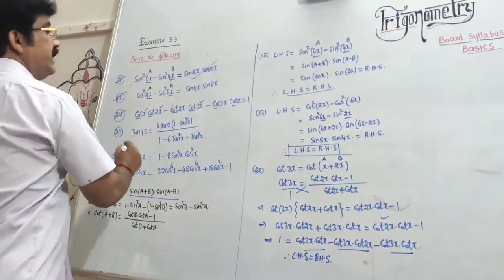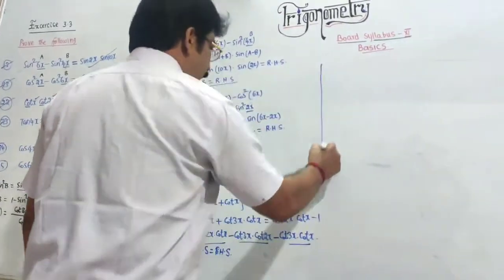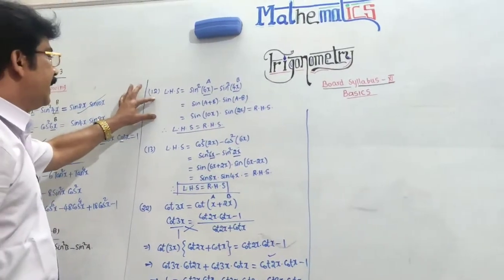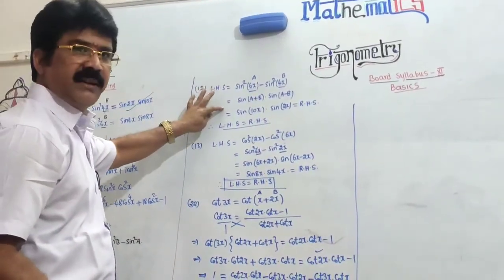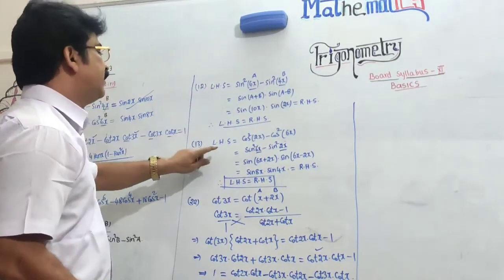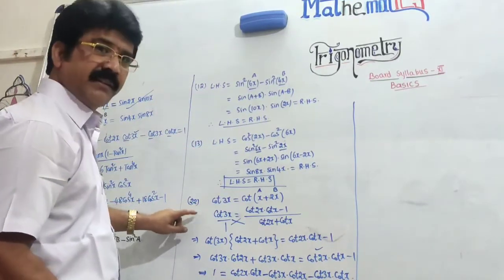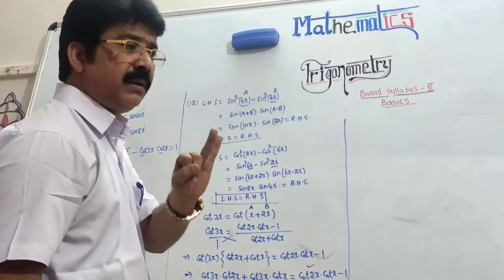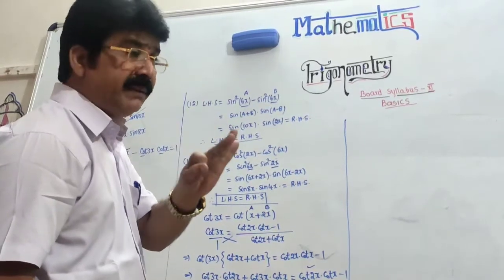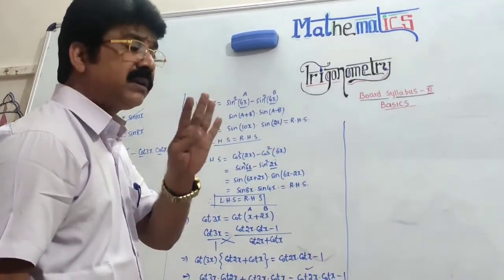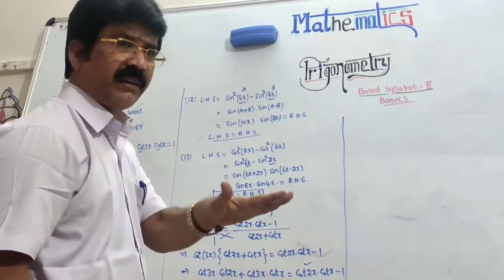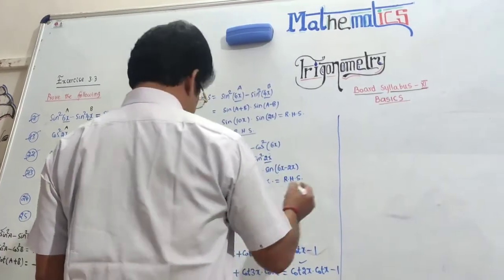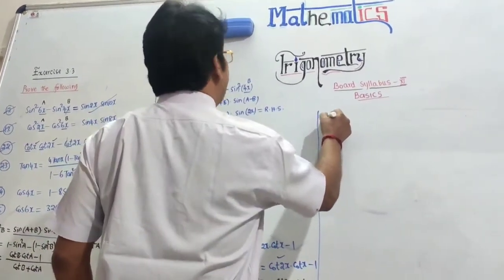Next, 23. So it is also related to compound angles. Understand? It is also related to compound angle. Compound angles is the second topic in trigonometry. First topic, trigonometric ratios. Second topic, compound angles. Third, multiple angles, submultiple angles. Fourth, transformations. Fifth, trigonometric equations or functions, solutions. Right. So, question number 23.